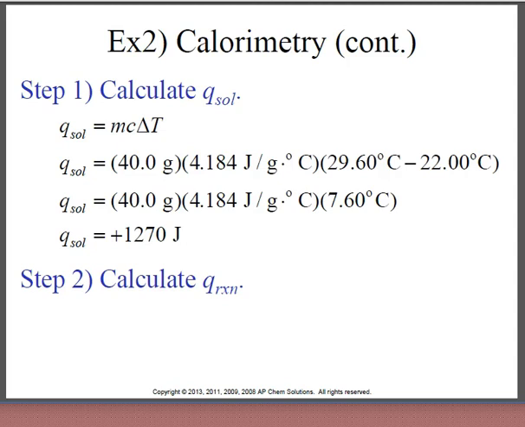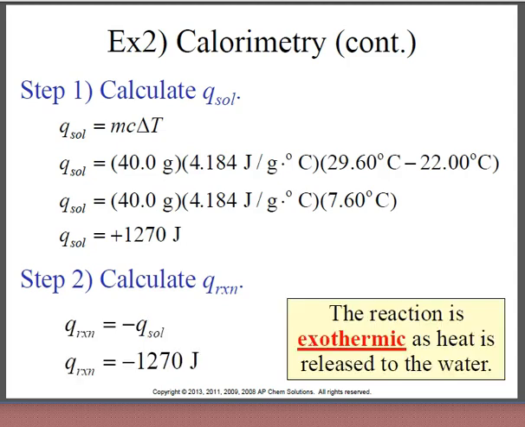In the previous example, remember, it came from the iron. But in this example, it's coming from the reaction. So the Q for the reaction is just opposite in sign. The reaction is exothermic because it's giving the heat to the water. And that's why we're coming up with a negative Q value for the reaction.